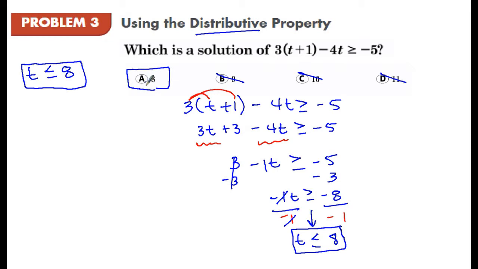Had you gotten an answer of 7 or 6 or 5, that would have worked, but t is less than or equal to 8, so this one works. That's part of the solution, so the answer is going to be A. Please be careful when you're looking at multiple choice. Make sure you understand what your answer is and what it means. Here, any number 8 or below would have been the right answer, so we're going to go ahead and choose A.